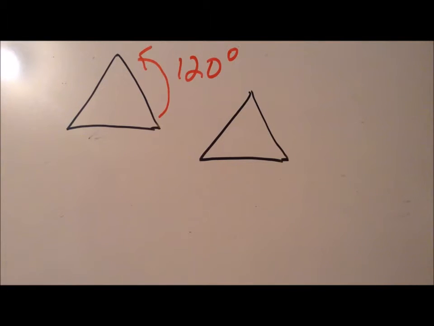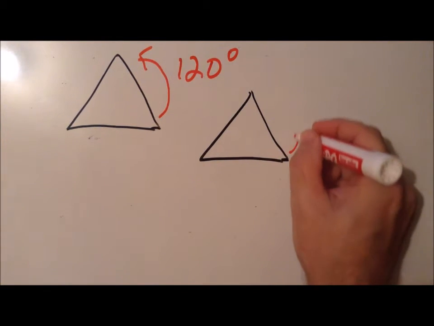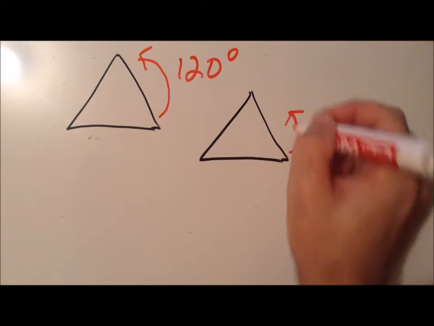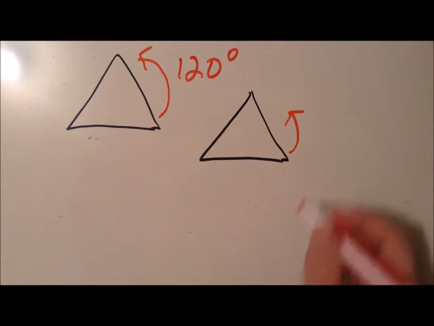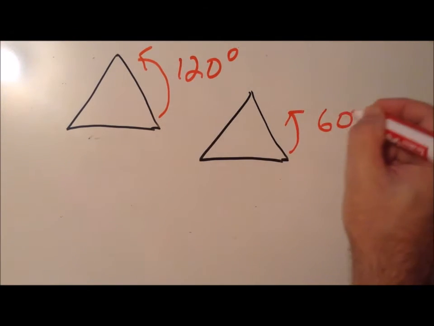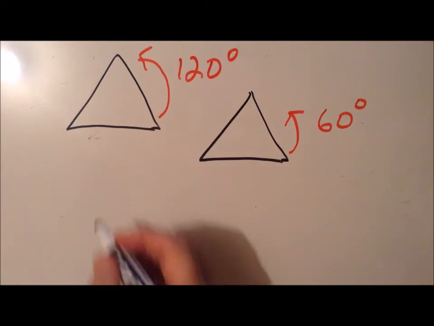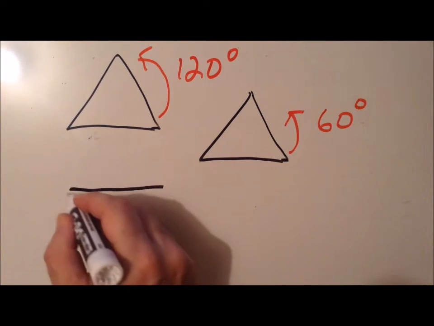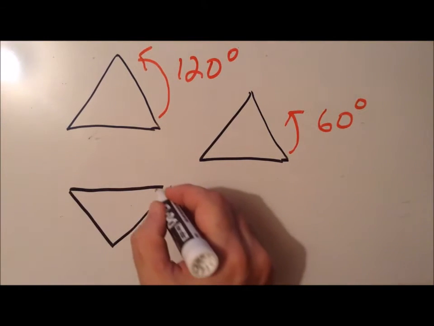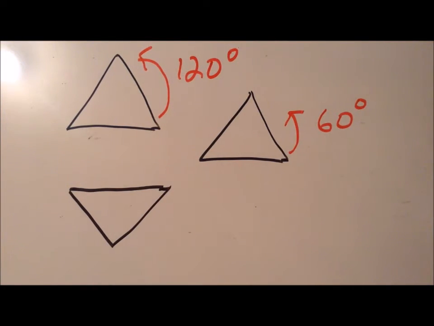For contrast, let's take this triangle, again an equilateral triangle, and rotate it counterclockwise. But this time, let's rotate it by 60 degrees. So if we do a 60 degree rotation on our equilateral triangle, what will it look like? Well, notice that we end up getting a triangle that looks like this. Okay? And we notice that it looks different.